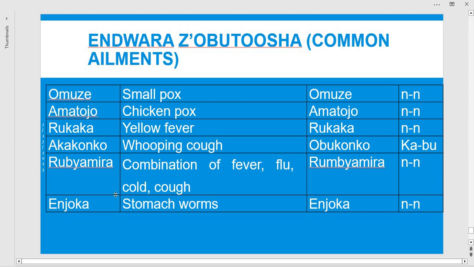Then rubyamera, a combination of fever, flu, and cough, that's called rubyamera. And there is a local concoction called rubyamera that is meant to cure flu and cough. So next time you see in the market something called rubyamera, you know what it treats. It is meant to treat flu and cough.